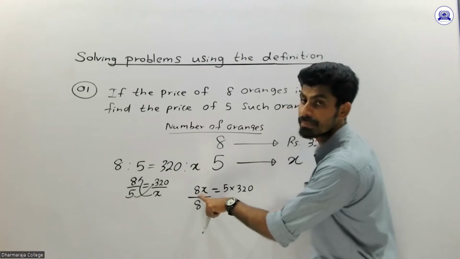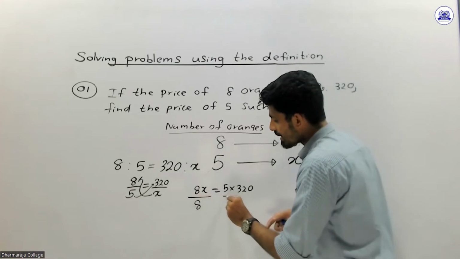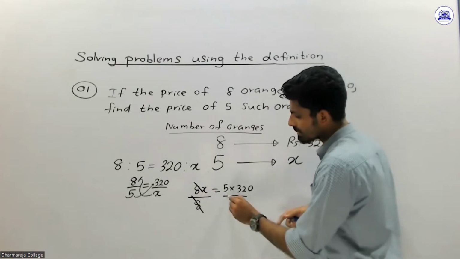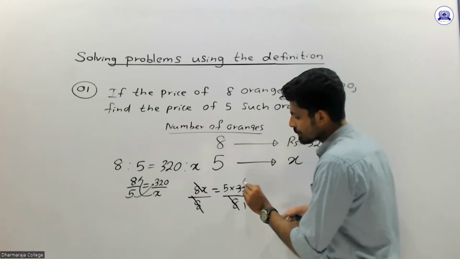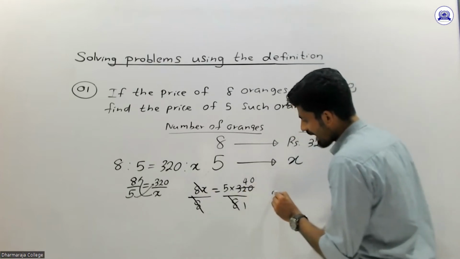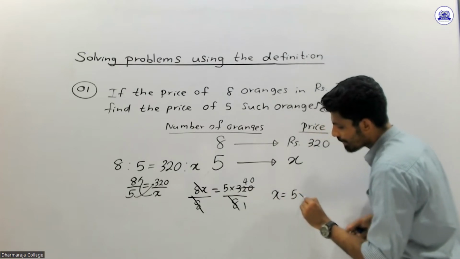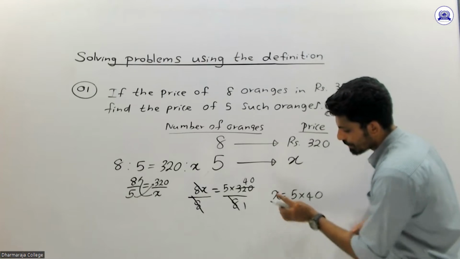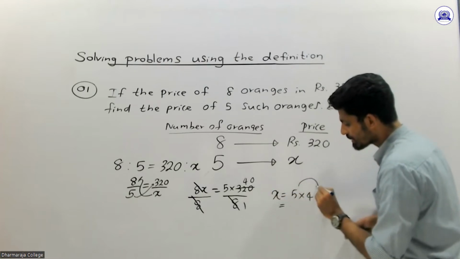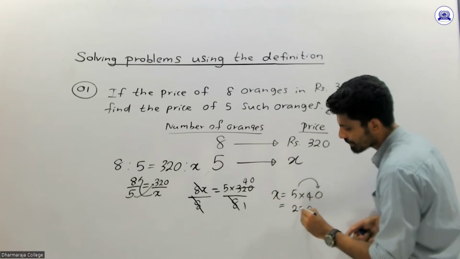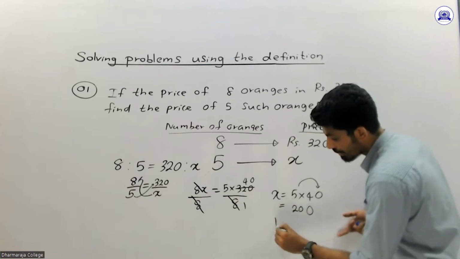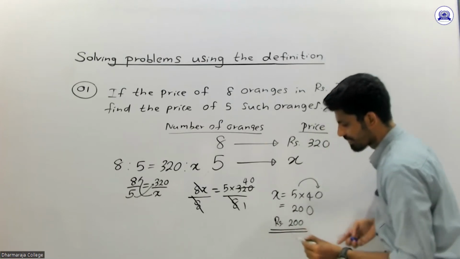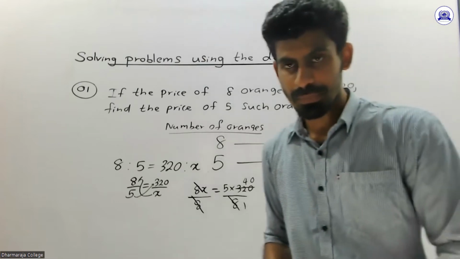So 8 is a multiplication. You need to divide both sides by 8. 8 by 8 will be cancelled out. 8 to 1, 320 to 40. So x equals 5 into 40, that means 200. 5 into 0, 0. 5 into 4, 20. That means 200 rupees, right?